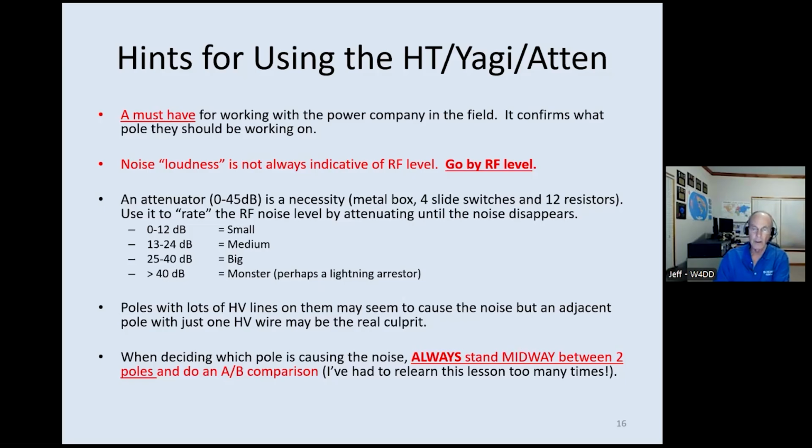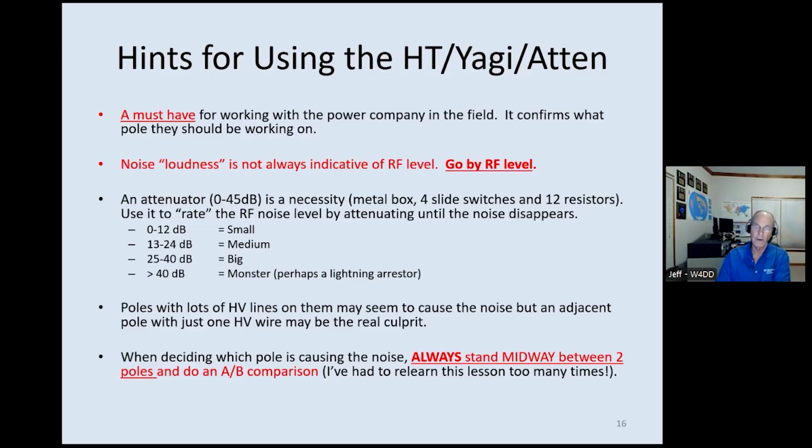My little attenuator is a 0 to 45 dB attenuator, and I've kind of come up with a system I use to classify the strength of the noise. So I flip in enough attenuation where the noise goes away, and if it took 0 to 12 dB for the noise to go away, that's kind of a small source. It's going to have to be pretty close to the ham's QTH to affect them. If it's in the 13 to 24 range, it's medium. It can be a block or two away, and it's going to bother them.